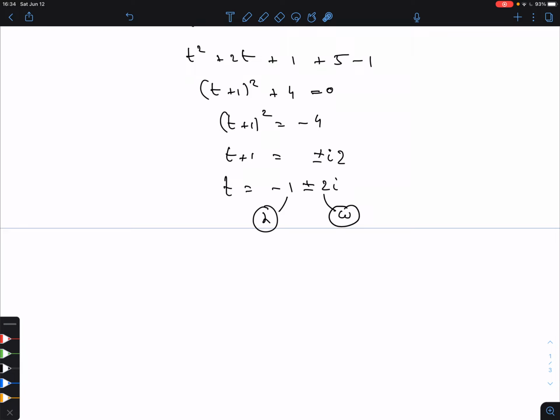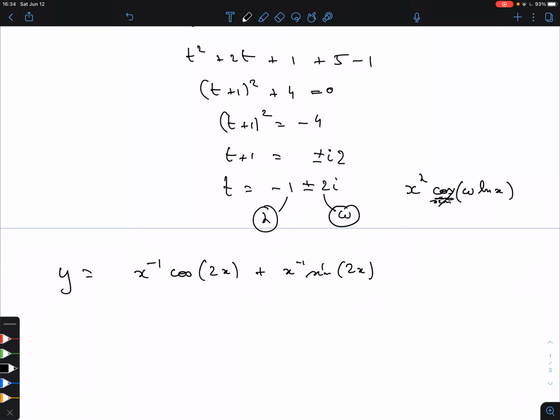Now the solution becomes x to the power lambda, which is negative 1. In general it is x to the power lambda times cosine of omega ln of x, or sine. It could be either one. So we get x to the minus 1 cosine of 2 ln x plus x to the minus 1 sine of 2 ln x, and of course with constants A and B here.